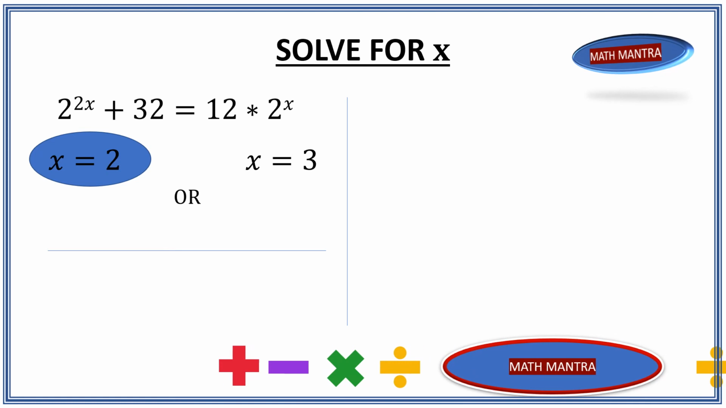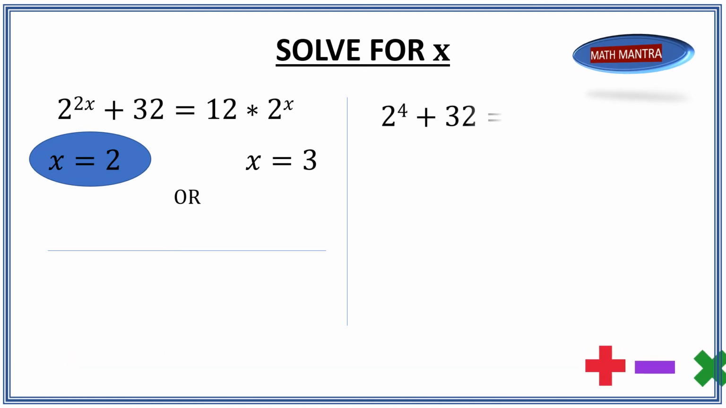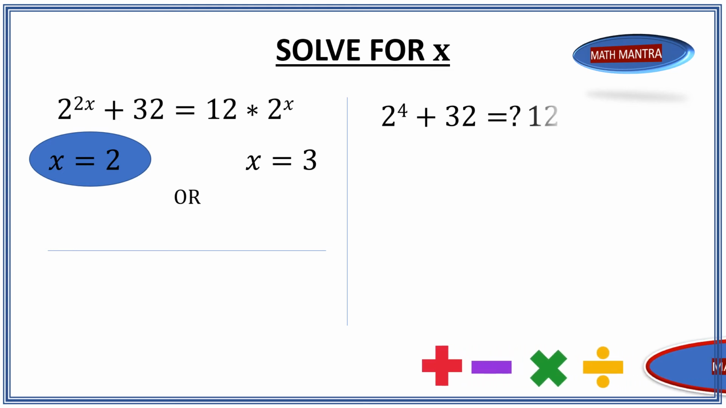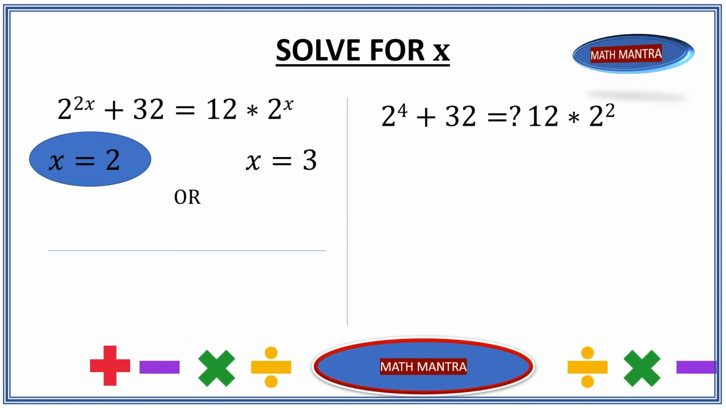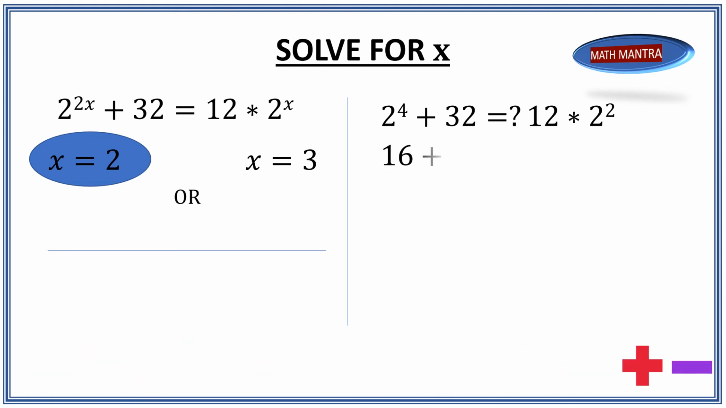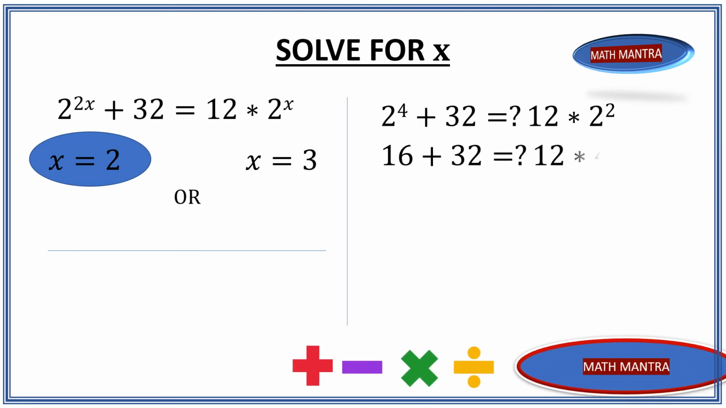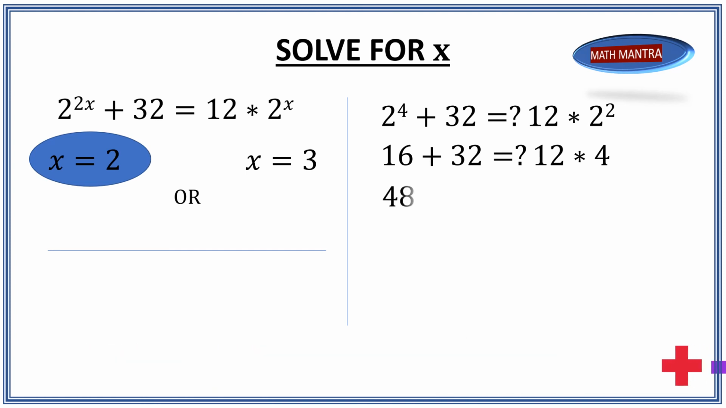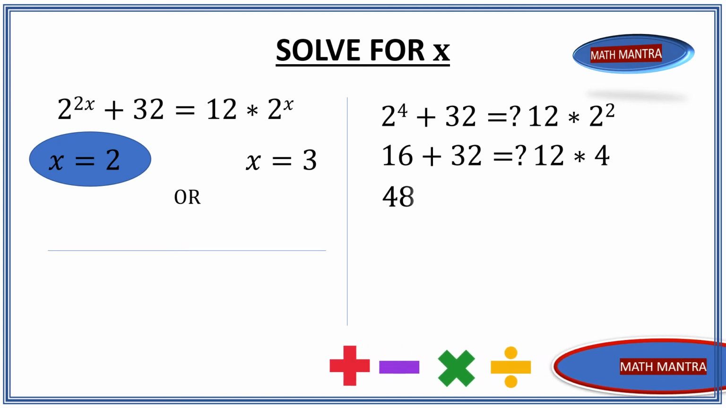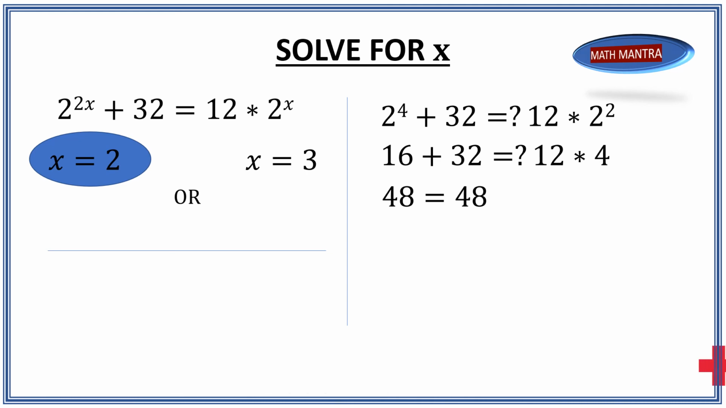So 2 to the power of 2 times x is 4. So 2 to the power of 4 plus 32 is equal to 12 times 2 to the power of 2, which is 2 square, right? 2 to the power of 4 is 16 plus 32. Is that equal to 12 times 4? Because 2 square is 4, right? 16 plus 32 is 48. Is that equal to 12 times 4 is 48? So 48 is equal to 48. So that works. So that means x equals 2 is the correct solution.